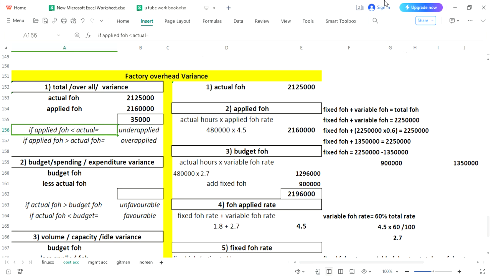Now we need to conclude. See, applied FH was 2160, actual was 2125. So applied FH is more. If applied is more, you will call it over applied total variance.